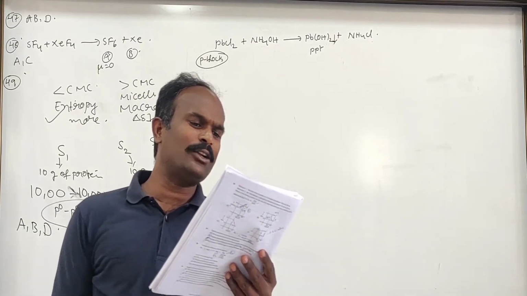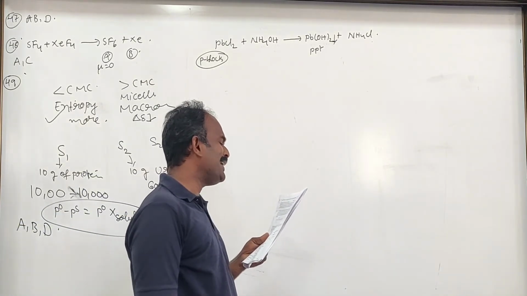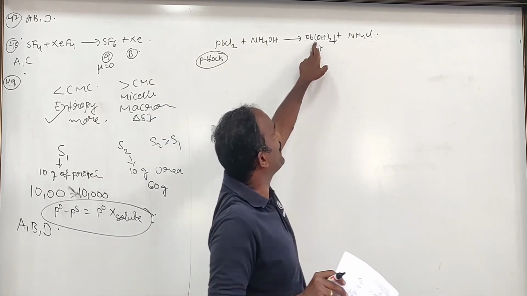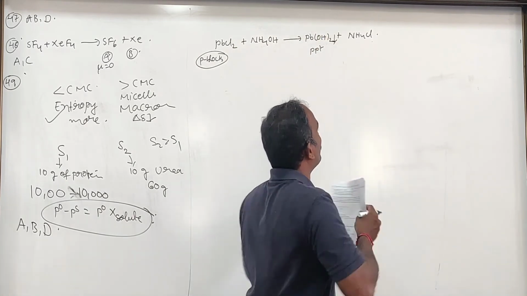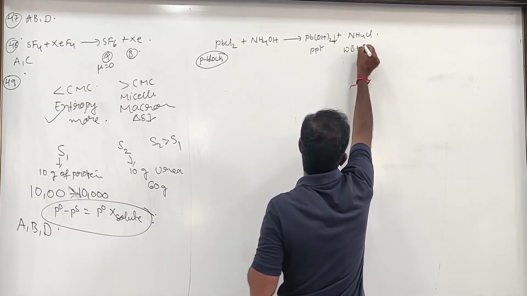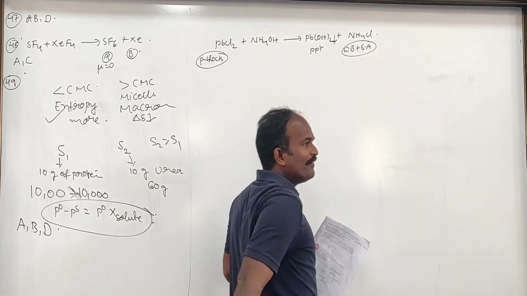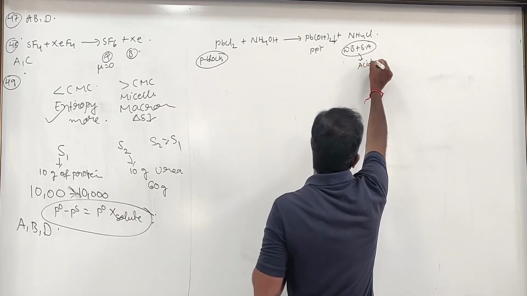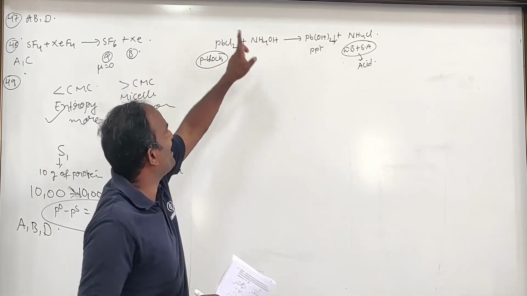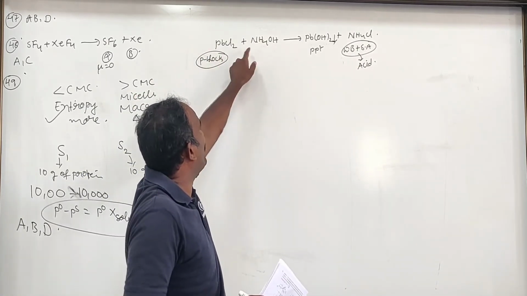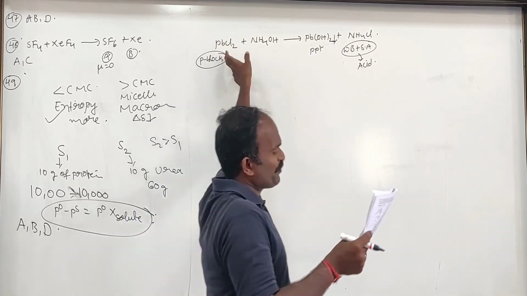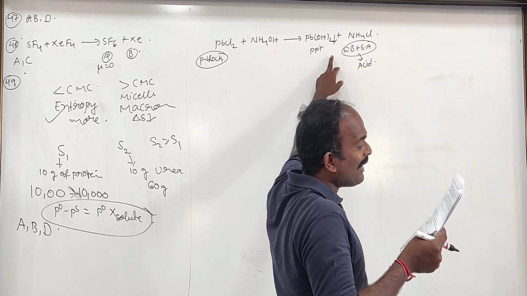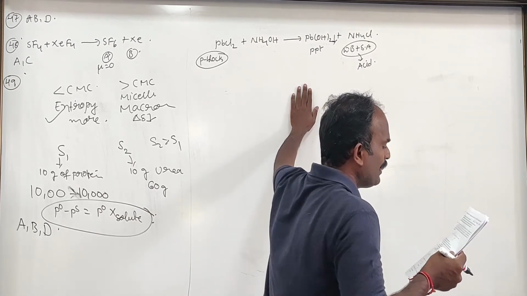Phenolphthalein becomes colorless when added to the solution at the end point. We will see. PbCl2 I am adding to the ammonium hydroxide. Pb(OH)2 is going to be the precipitate, and ammonium chloride is a weak base strong acid salt solution, so it is going to be acidic in nature. So gradually, when I am adding ammonium hydroxide to this PbCl2, what he is saying is phenolphthalein becomes colorless when added to the solution at the end point.